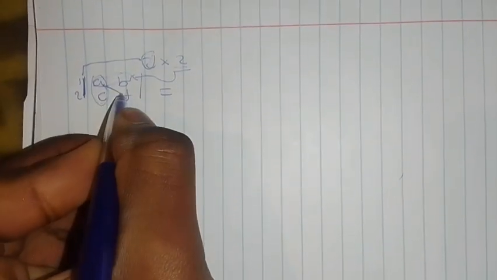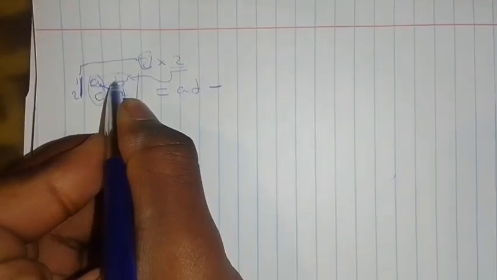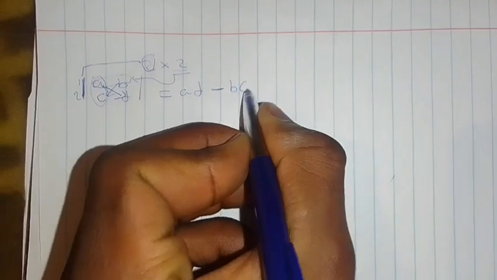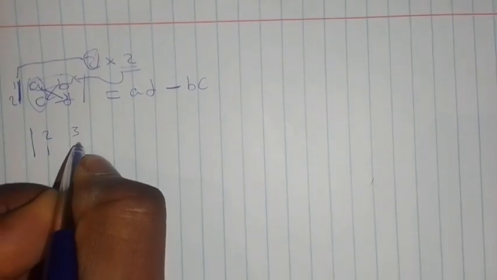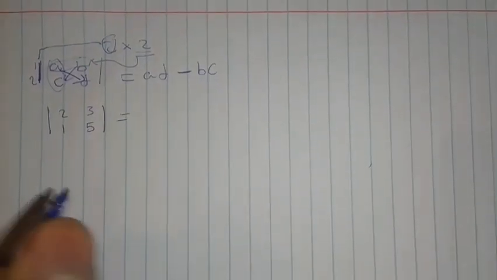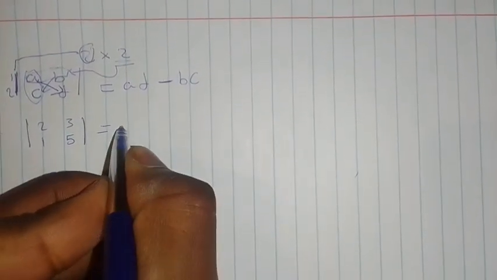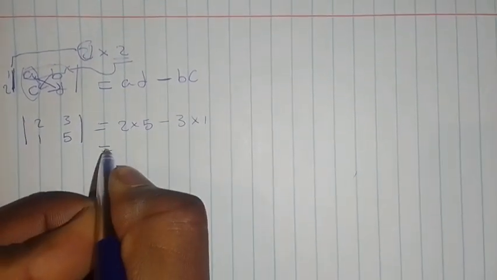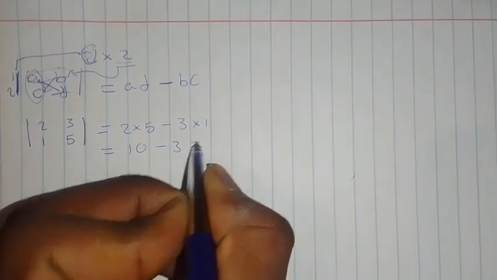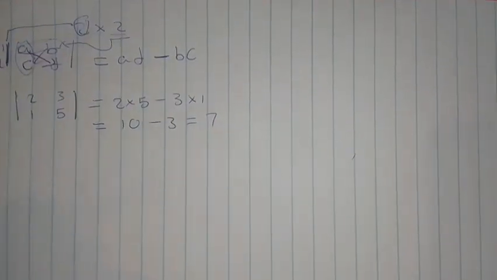We're going to multiply A with D, and then we're going to subtract B times C. So that's how you can work that determinant out. Suppose maybe we have 2, 1, 3, and 5. How can we evaluate that determinant? We can just say it's 2 by 5 minus 3 by 1, which will simplify to 10 minus 3, which will equate to 7. So that's how you can basically work out the 2 by 2 determinant.